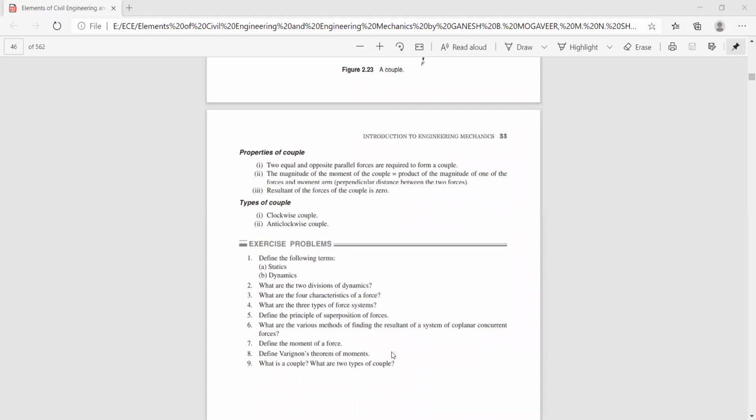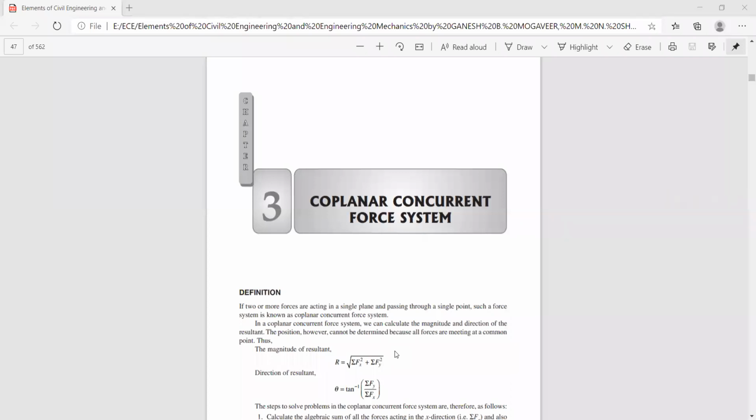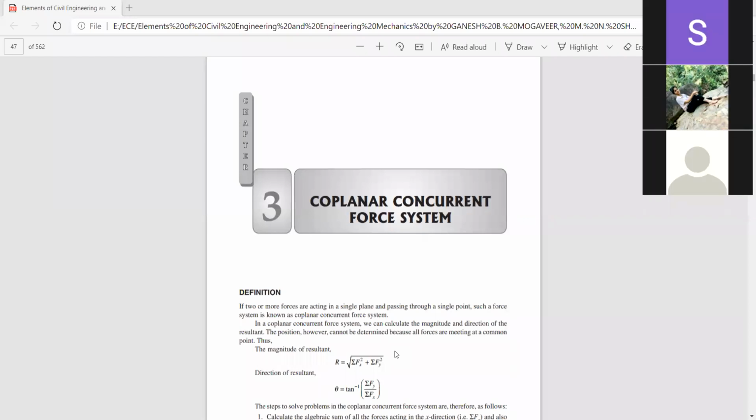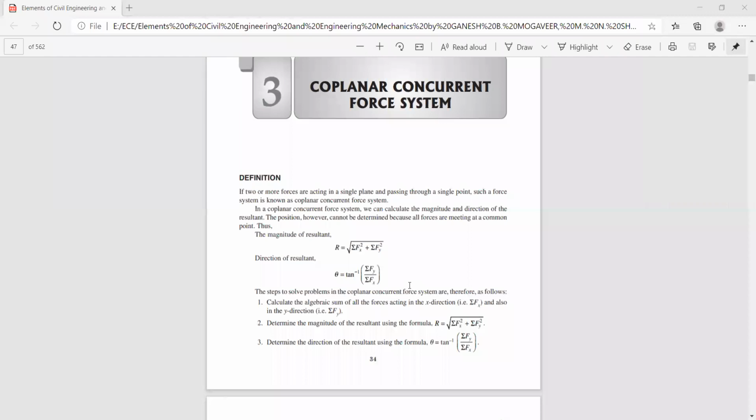So next we shall move on to the numerical problems, where we will be using all the concepts: the concept of resolution of a force, the concept of composition of a force, how to find the moment of a given force system with respect to any point, and also how to find the magnitude and direction of a given coplanar concurrent force system. And we have already discussed the different systems of forces: coplanar concurrent forces, coplanar non-concurrent forces, and also collinear forces.